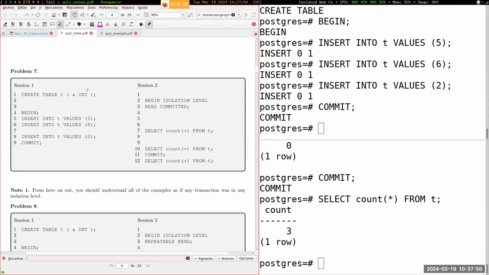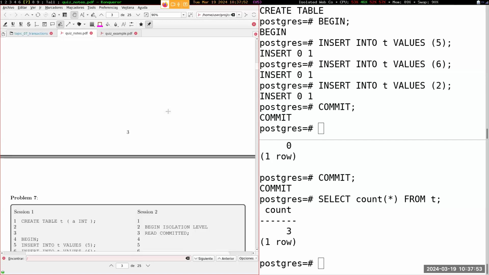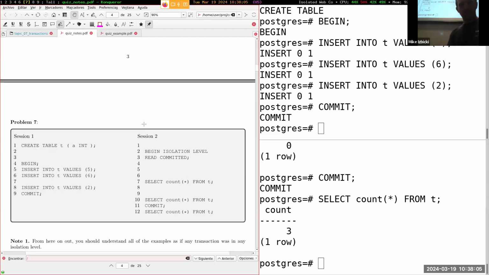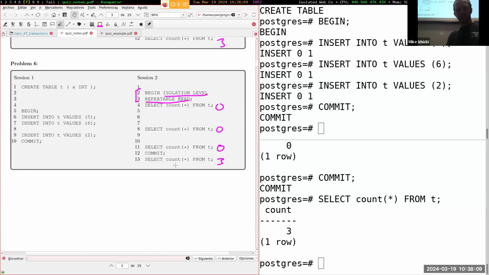I have a question. The difference between problem 7 and problem 6 is that in problem 7, there is no first select query after this begin isolation level. This problem 7 has 2 changes. This is read committed and repeatable read.